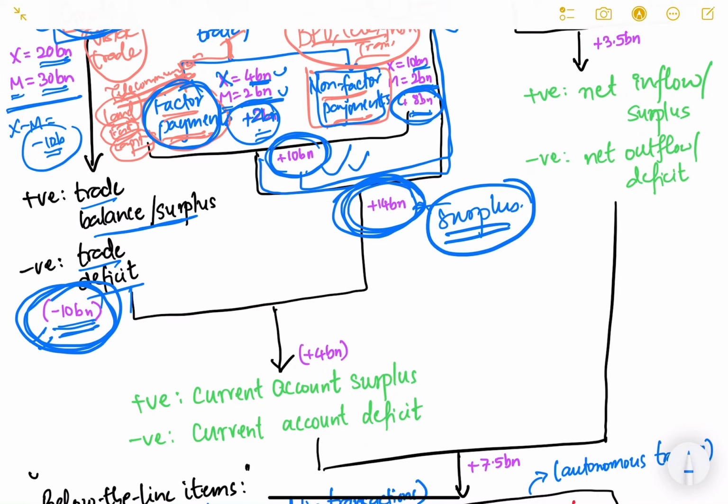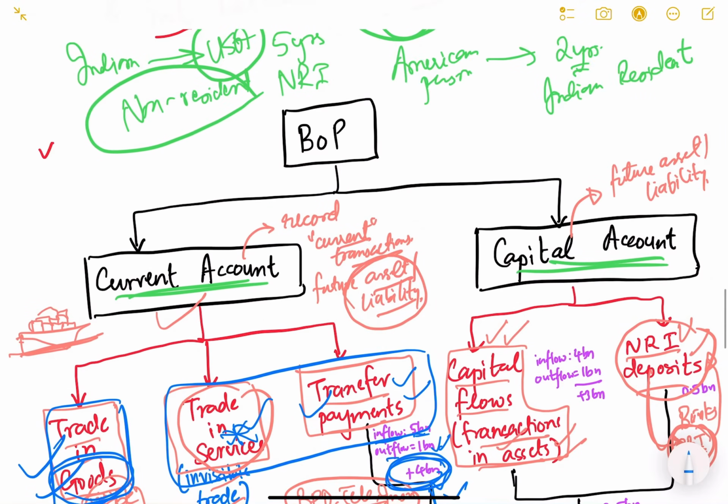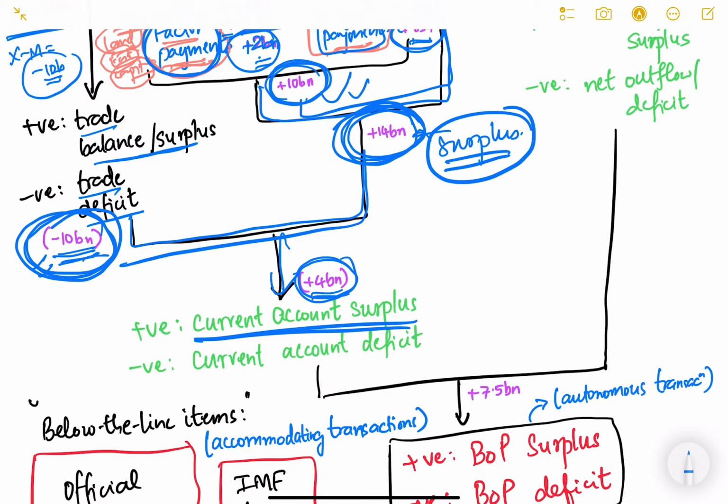So here minus 10 billion was a trade deficit, 14 billion is a surplus in services and transfer payment. When we combine this together, minus 10 billion plus 14 billion, we get 4 billion. So this 4 billion is basically your current account surplus, because all this comes under current account. It is a current account surplus because it is positive. If it was negative, it would be called current account deficit. Current account done.